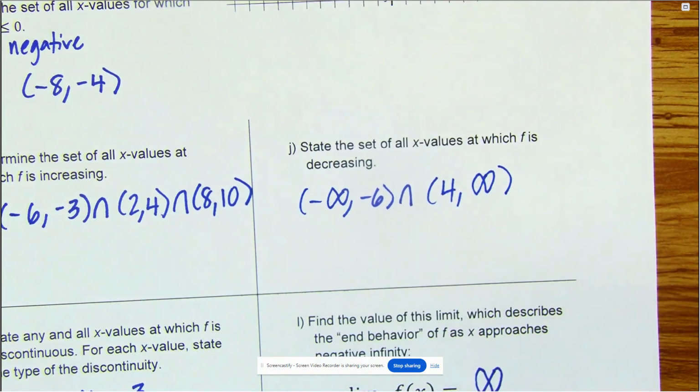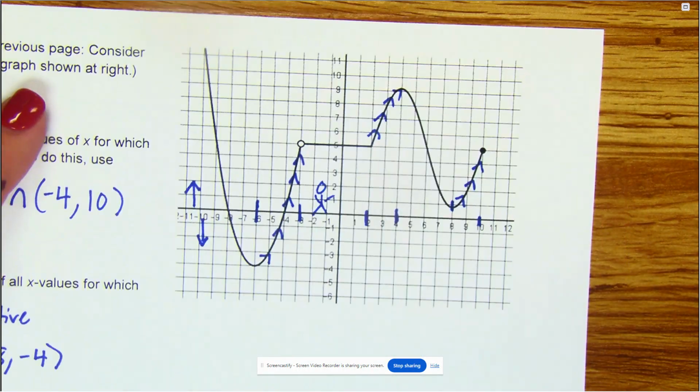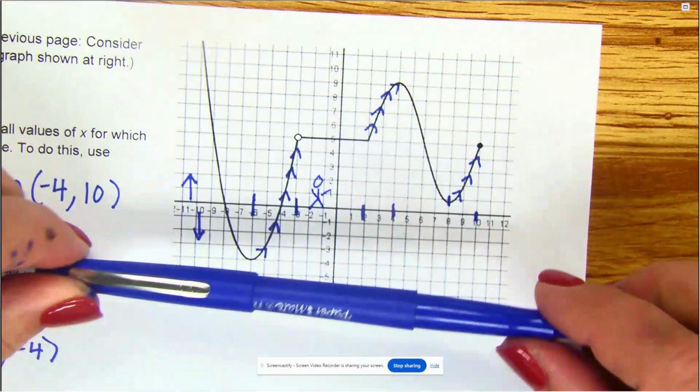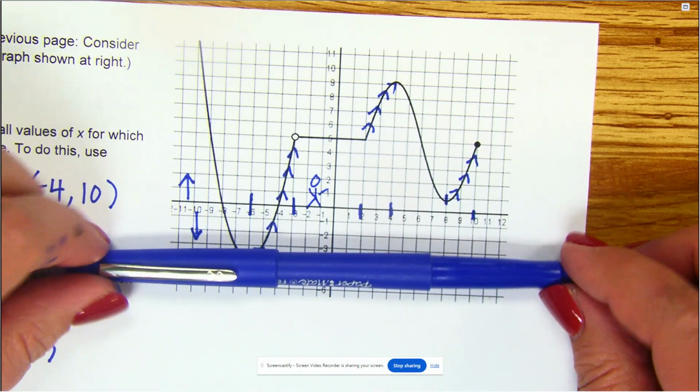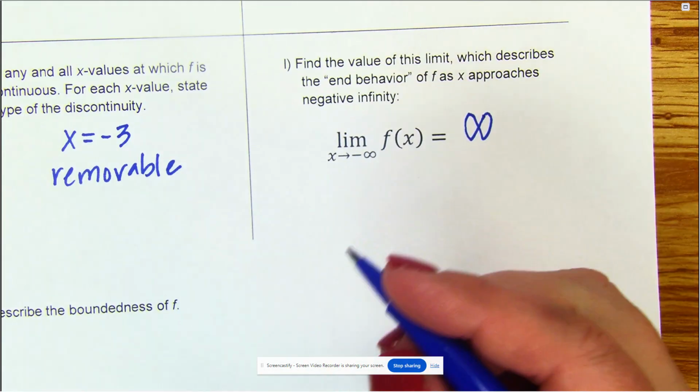And then the last question, describe the boundedness. This graph has a minimum, so it is bounded below. I like to think of it like trapped. It's not going to be able to go below that. So this is bounded below.